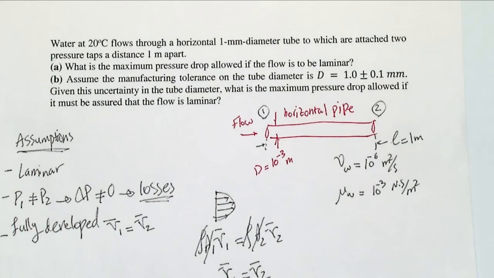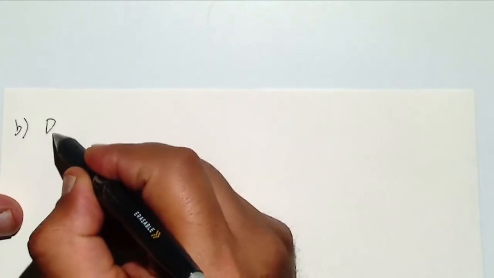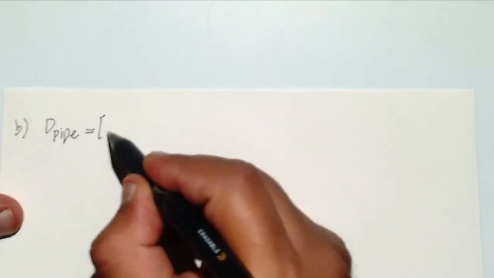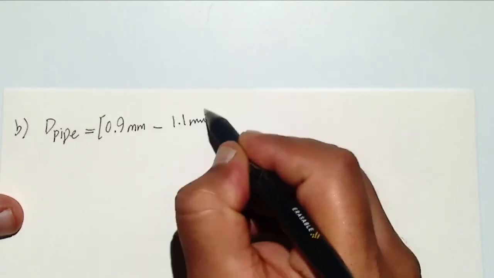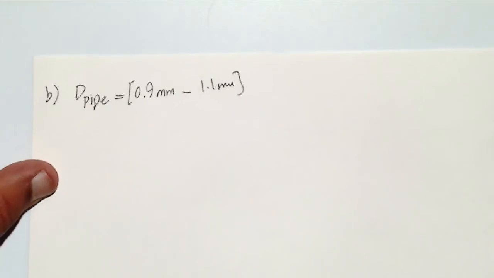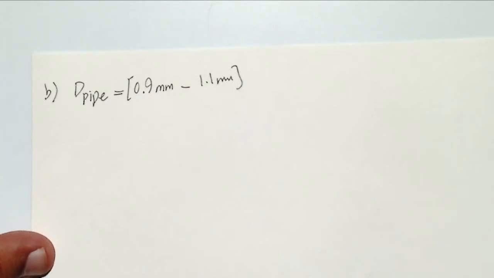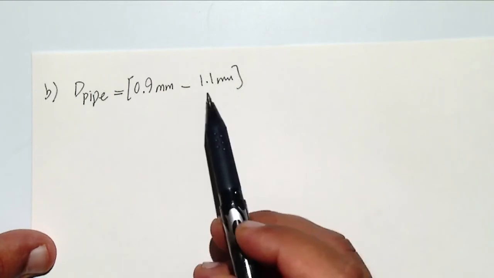Then it means that if you have a new pipe, the diameter of the pipe could be in a range of 0.9 millimeter to 1.1 millimeter. Okay, so it's not always exactly 1 millimeter, but it is in a range. So it's not going to be less than, because that's the tolerance. It's not going to be less than 0.9 millimeter and not higher than 1.1.